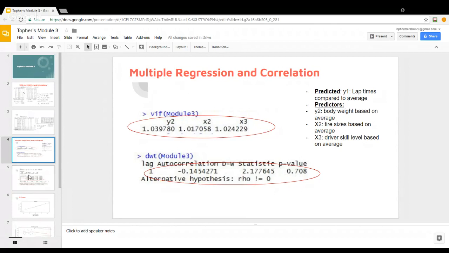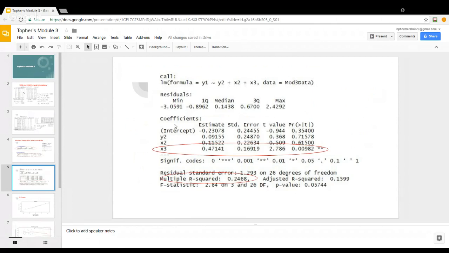So now, as you can see on this next slide from the data provided by the regression output, the only variable that was significant enough to predict lap times was the X3 variable, which I labeled as driver skill based on average. This means that both body weight compared to average and tire size based on average did not significantly influence lap times.